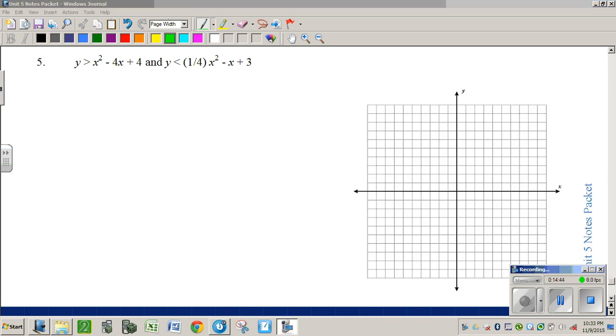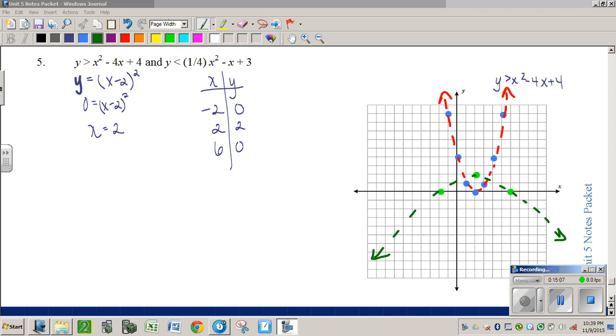So what I want you to do for number 5 is I want you to go ahead and graph each one separately. Don't shade them yet. Just graph each one separately. And make sure you pay attention: these are both going to be dotted when you graph them. So go ahead, graph them both. When you're done graphing them, go ahead and join me.